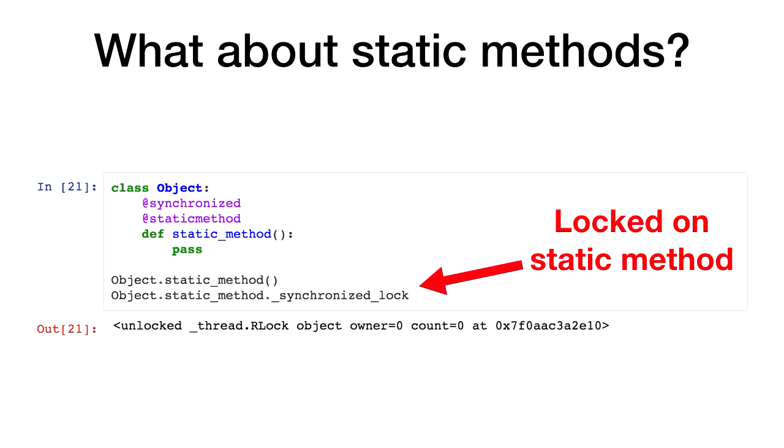Now, what about static methods? We can do the same thing. Put the synchronized decorator outside the static method decorator. In this case, there is no instance, there's no class, and so the actual lock gets put onto the static method itself.